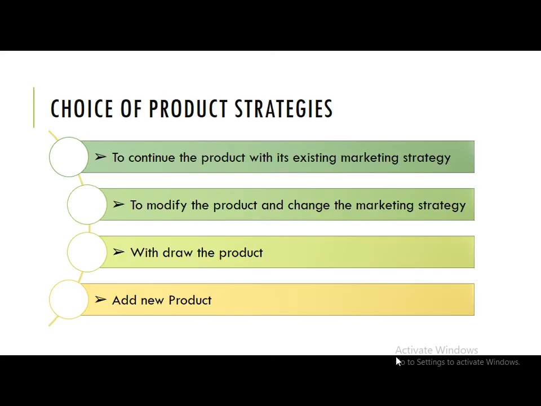Last part, choice of product strategies. The industrial marketers can decide one of the strategic options based on the product evaluation matrix and perceptual mapping as given here. First is to continue the product with its existing marketing strategy, or to modify the existing product and change the marketing strategy, or you can withdraw the existing product, or you can add a new product. So it is very vital to identify the causes of unsatisfactory product performance.